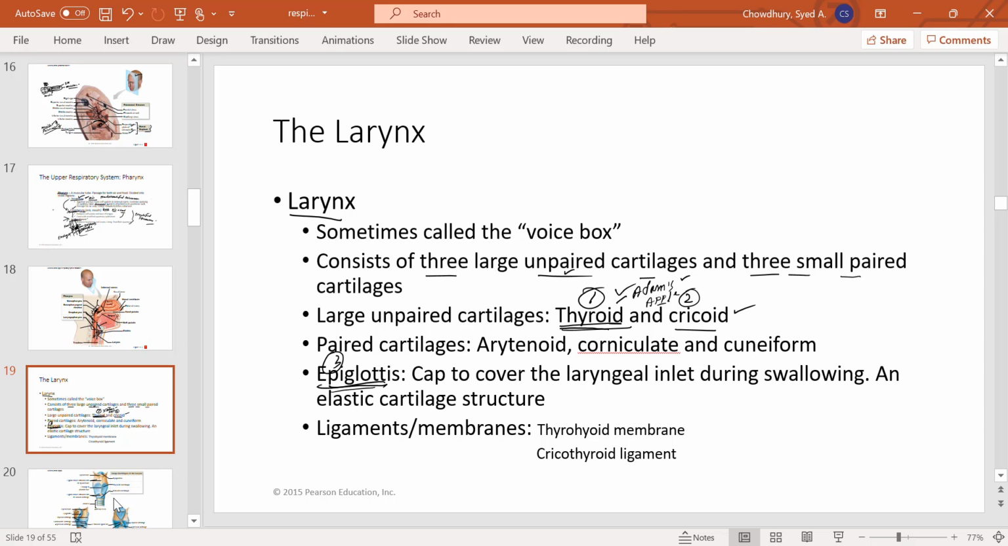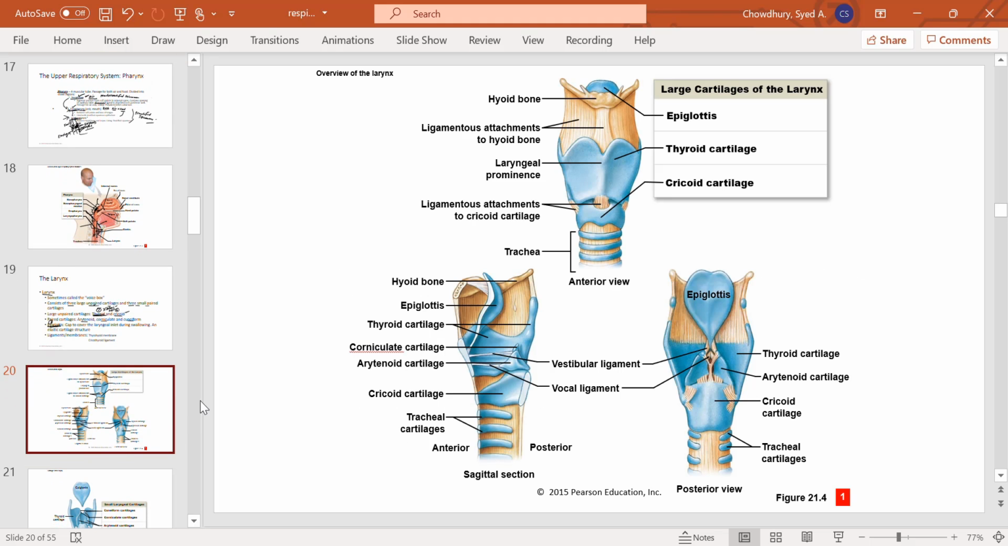Okay, and paired cartilages are arytenoid, corniculate, and cuneiform. Those are smaller and two in each type. So you see here, this is the laryngeal prominence or Adam's apple formed by thyroid cartilage. This is the epiglottis, and this is the cricoid. These are large unpaired cartilages, and paired cartilages are smaller. You can see here arytenoid, corniculate, and cuneiform.